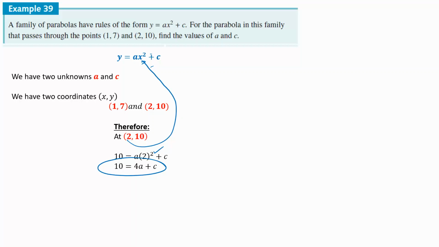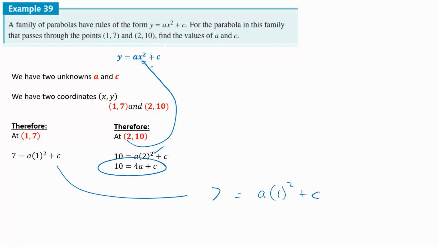That's why I said the number of coordinates or the amount of information they give you allows you to solve the amount of unknowns. In our case, we've got 2 unknowns, so I need 2 equations. I used the first coordinate to get 1 equation, so how do I get the second equation? I use 1, 7, because 1, 7 also tells me when x is 1, y is 7. So I'm going to do the same. It'll be 7 equals a times 1 squared plus c. Because that's all I'm doing, I'm substituting 1 in, substituting 7 in.